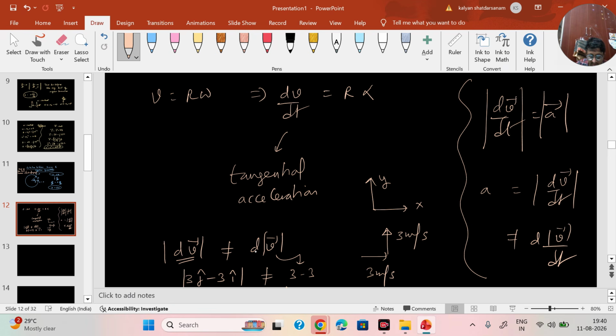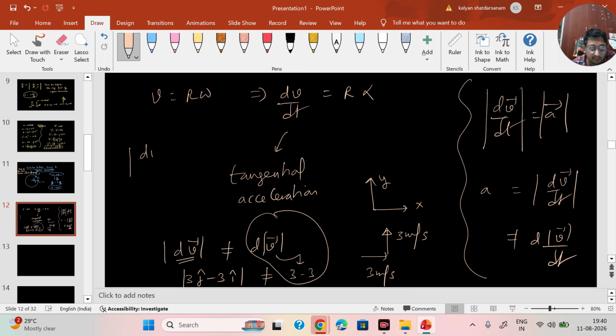d of mod v means differential of speed, a very small change in speed in a very small time. Speed is not changing, it is always 3. So this is giving you 0, whereas mod dv is giving you 3 root 2. So both are not the same. That's why we have to be very careful.